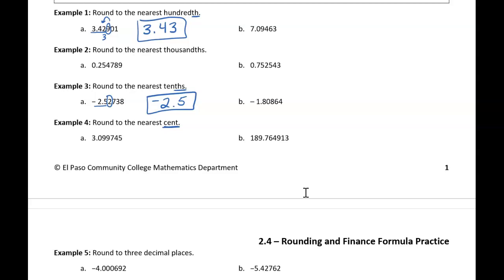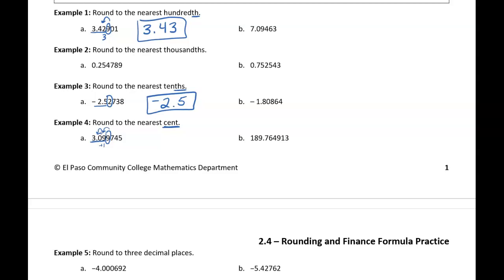So on part A, we have 3.099745. So I'm going to underline up to those 2 decimal places, the hundredths. And I'm going to circle the number to the right of that. So it's this other 9 here. And looking at my circled value, it is greater than 5. So that means that this 9 is going to increase by 1. But look at the value we have already there. If I increase this by 1, then that's going to be a 10, which means then I have to also move over in my decimals.